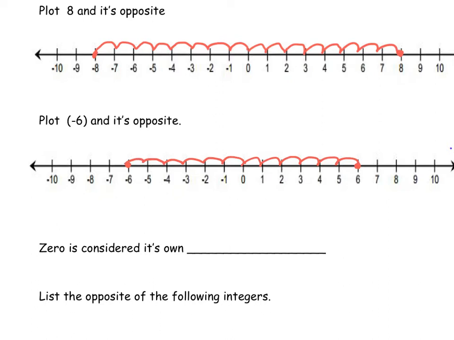Now you're going to notice on the number line that 0 is the only number that doesn't have an opposite. In fact, 0 is considered its own opposite. If we were to fold the number line in half, part of 0, 1/2, would end up on the other half of 0 to complete it.